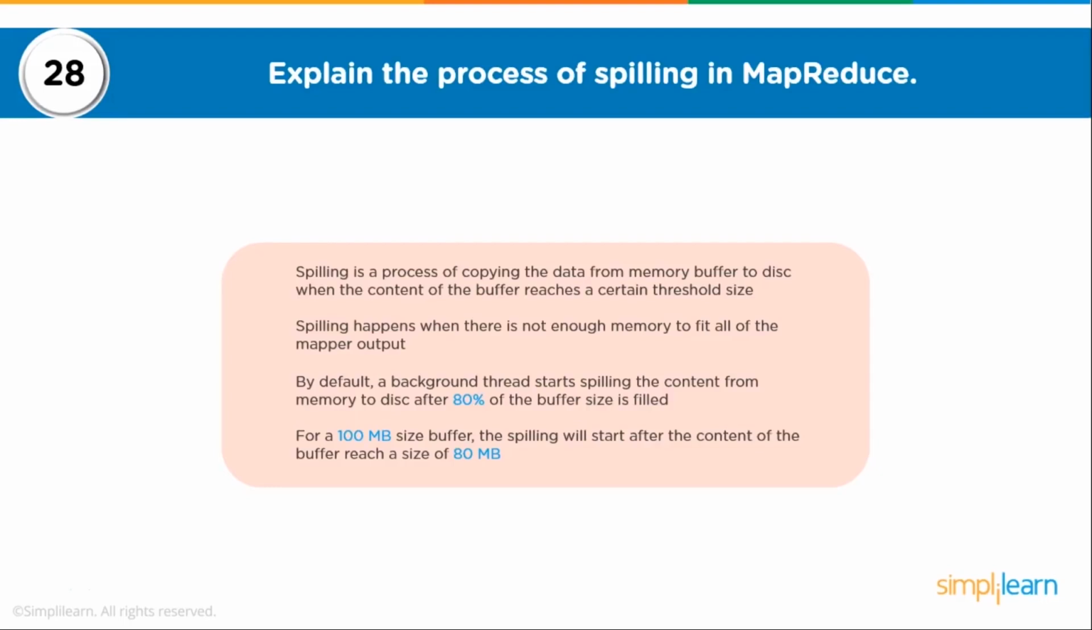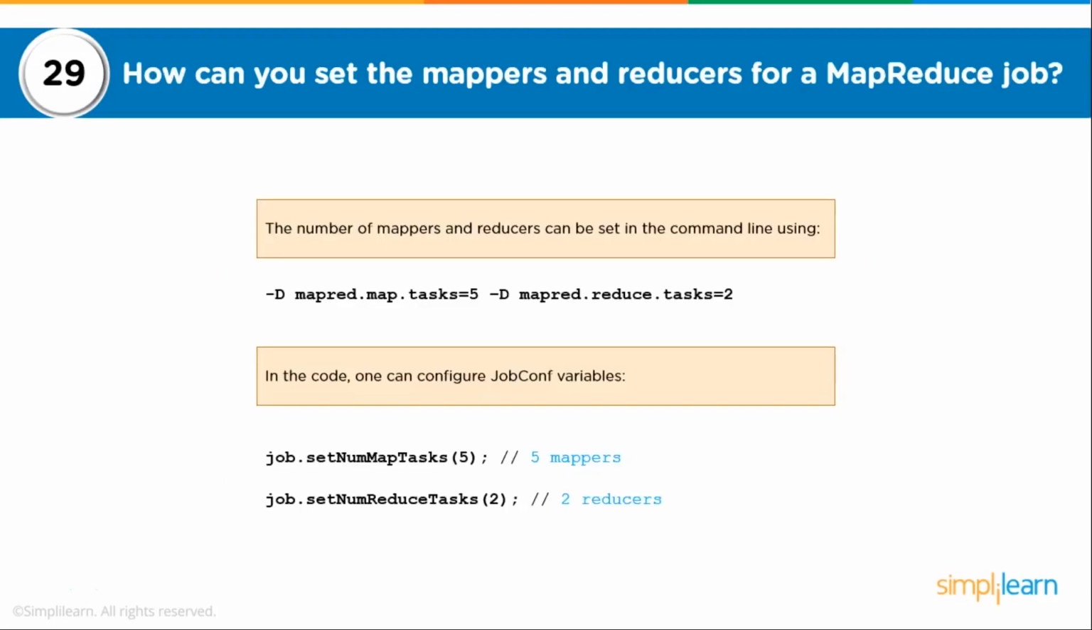Now when is the buffer being used? When your MapReduce processing is happening, the data is being read from the disk, loaded into the buffer, and then some processing happens. The same thing also happens when you are writing data to the cluster. So you can imagine for a 100 megabyte size buffer, the spilling will start after the content of the buffer reaches 80 megabytes. This is customizable.